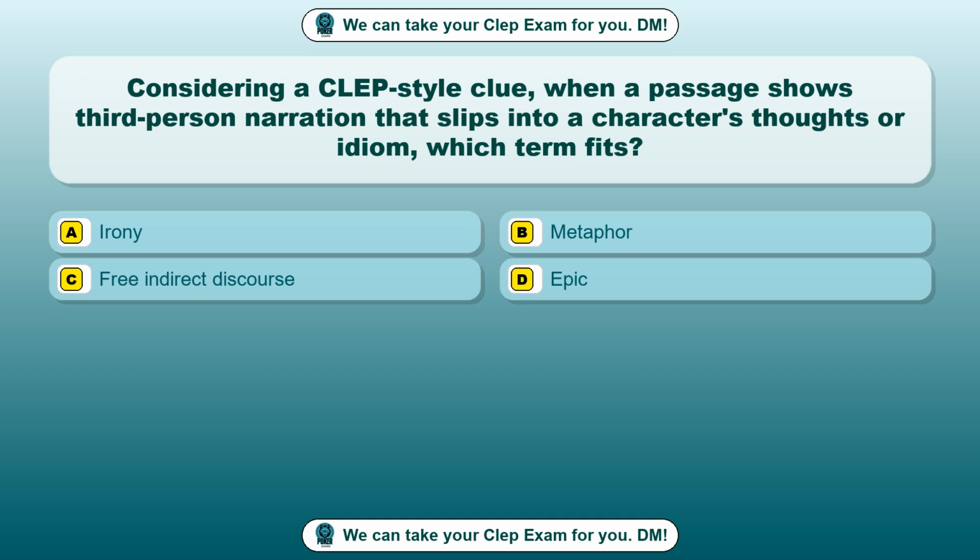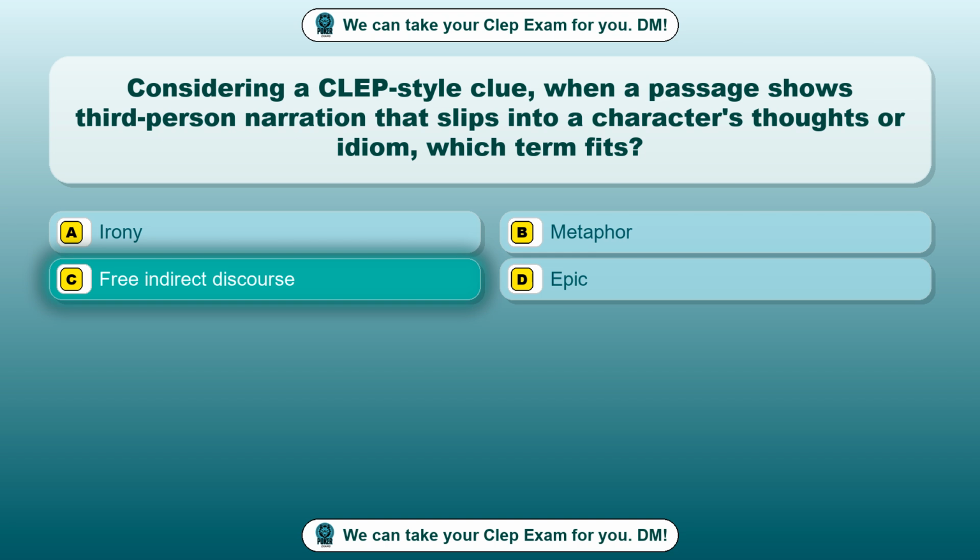Question 78. Considering a CLEP-style clue, when a passage shows third-person narration that slips into a character's thoughts or idiom, which term fits? Option A, irony. Option B, metaphor. Option C, free indirect discourse. Option D, epic. The correct answer is option C, free indirect discourse.